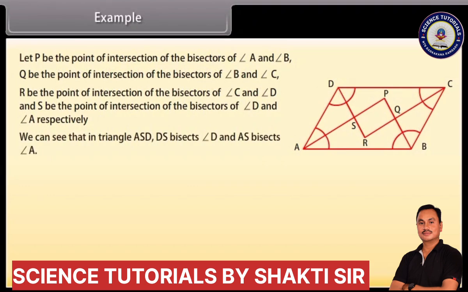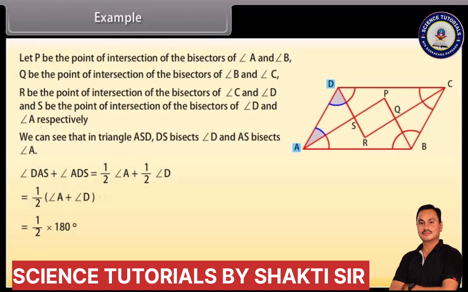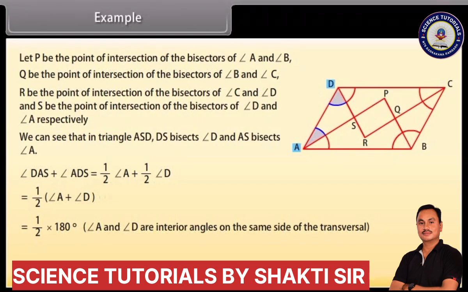We can see that in triangle ASD, DS bisects angle D and AS bisects angle A. Therefore, angle DAS plus angle ADS is equal to 1/2 angle A plus 1/2 angle D, which is equal to 1/2 into (angle A plus angle D), which is equal to 1/2 into 180 degrees, because angle A and angle D are interior angles on the same side of the transversal.